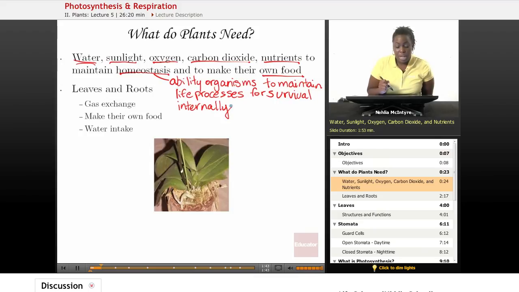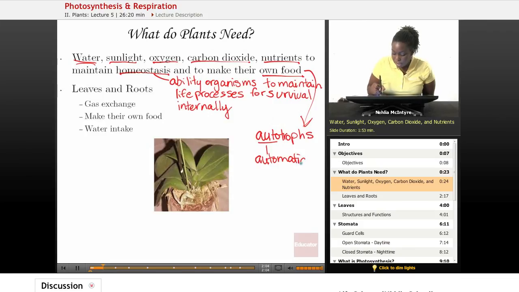And also plants are able to make their own food, which is the distinguishing feature between plants and animals. And when any organism can make its own food, they have a special name, and they're called autotrophs. Auto just means automatic. And that just means that they can automatically make their own food as long as they have a source of water and sunlight, and they don't need to go and find food outside of themselves.